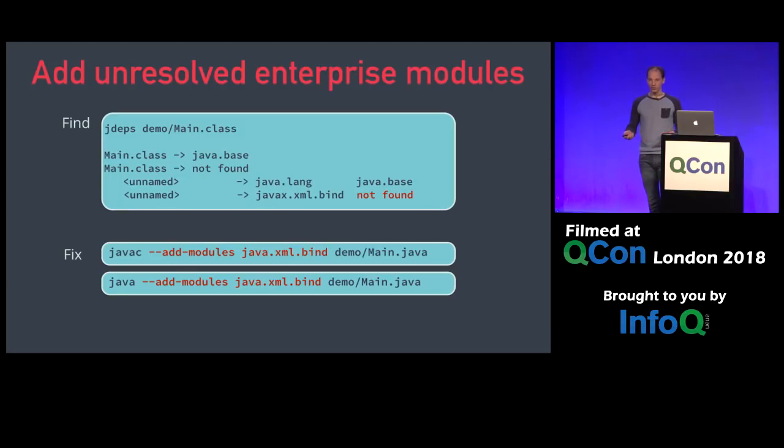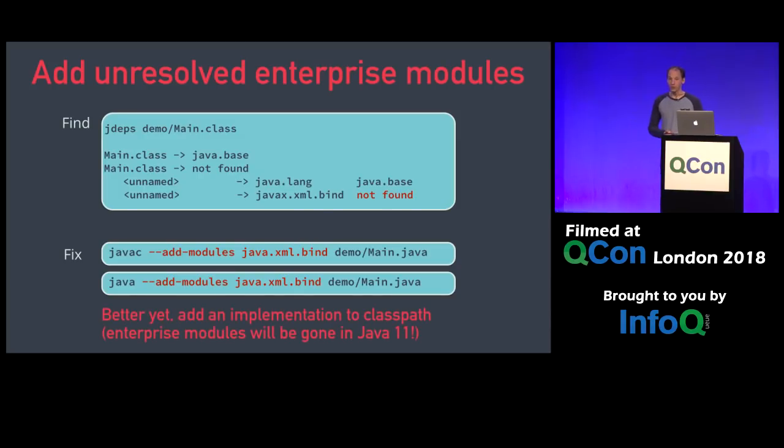But at the same time, I just told you that these modules are not resolved for a reason, because they're going to be removed. And they're actually going to be removed in Java 11. So the best solution to this problem is to find an implementation of the Java XML bind API yourself and add this to the class path, just like you would with any other library dependencies. So here, you do have a choice, and for now, we'll choose the easy way out. And in Java 9 and Java 10, this will work, but in Java 11, you will have to provide your own implementation.